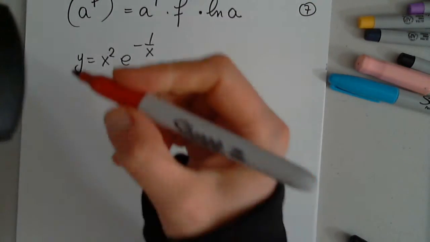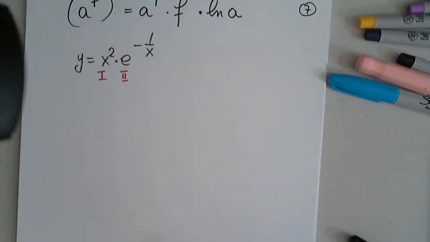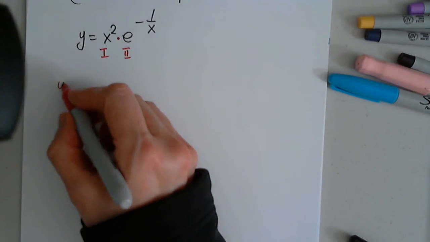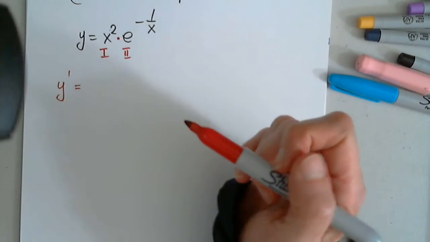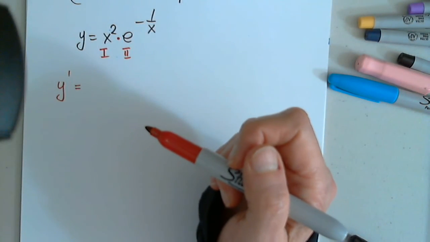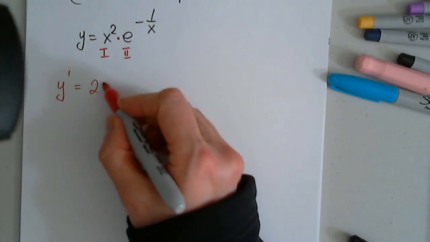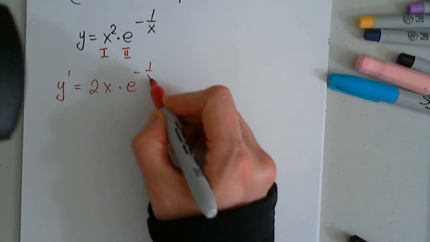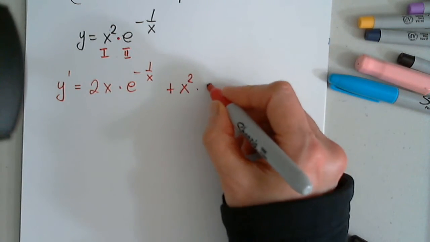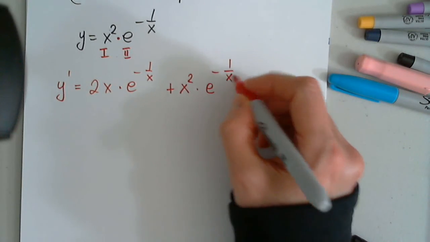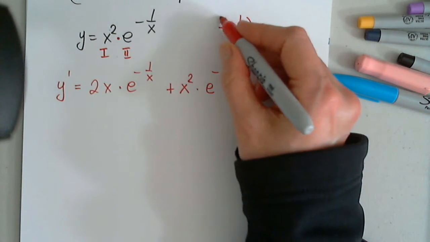Okay, so obviously here we have the product rule. Function 1, function 2. So when I differentiate, how much is x squared prime? 2x. Good. Times e to negative 1 over x, and then plus x squared times e to negative 1 over x times negative 1 over x prime.